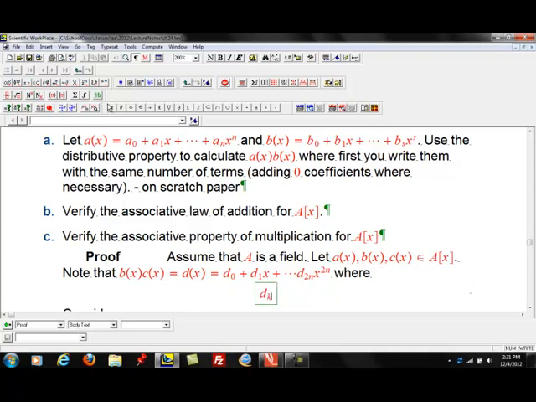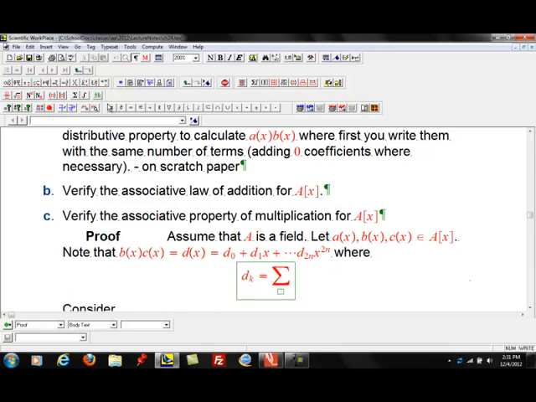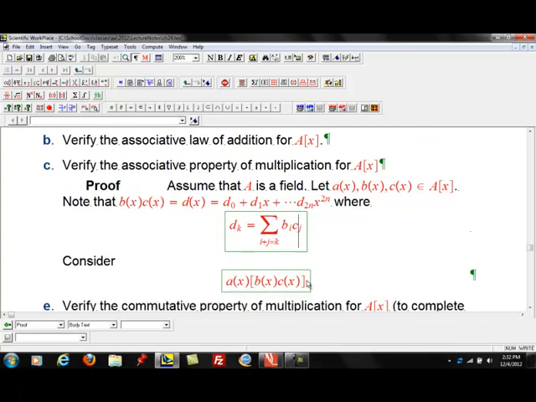B_k is equal to the sum over i plus j equals k of a_i b_j. C_i, yeah, b_i and c_j. Yeah, I forgot which direction we were going first. Okay, so now let's plug that into this multiplication down here.